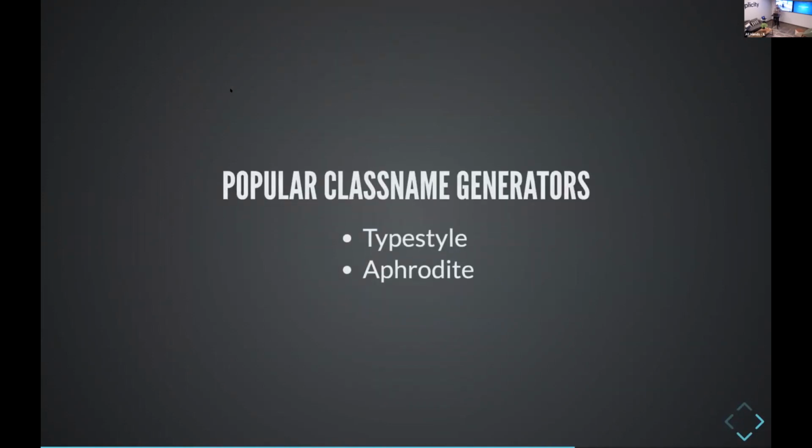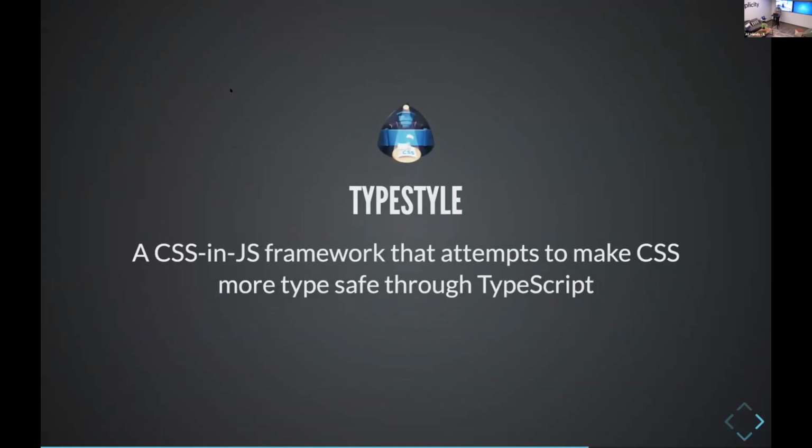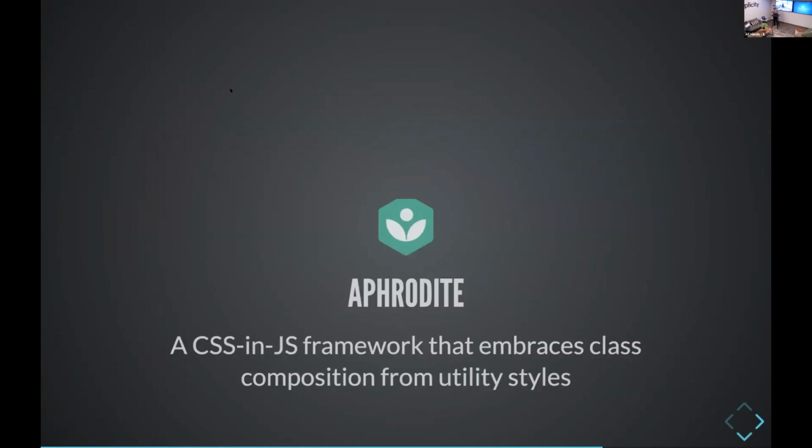So let's talk about some popular solutions. We have TypeStyle and Aphrodite for class name generators. These are libraries that you give them your styles and they return to you a unique class name to use on your components. So TypeStyle attempts to make CSS as type safe as possible. And that's its biggest sell. It is pretty good at that. It also supports adding raw CSS for a bit of an escape hatch when you just want to do some styling of, let's say, the HTML tag. You can do that with this.